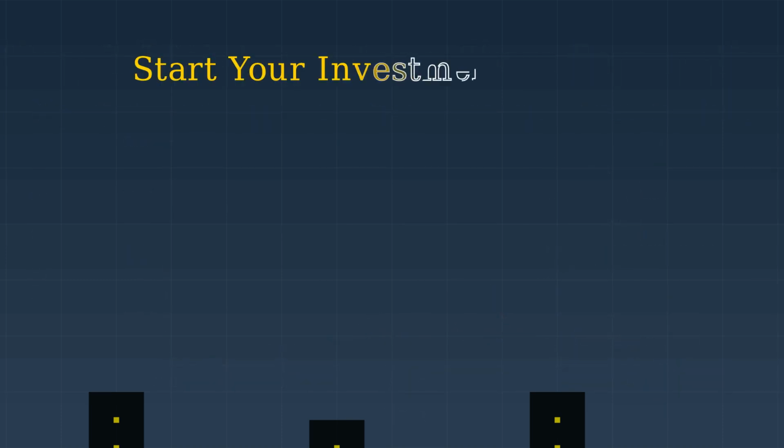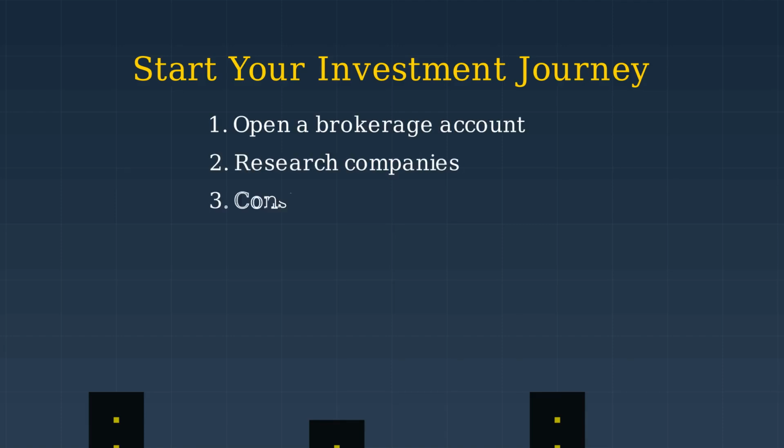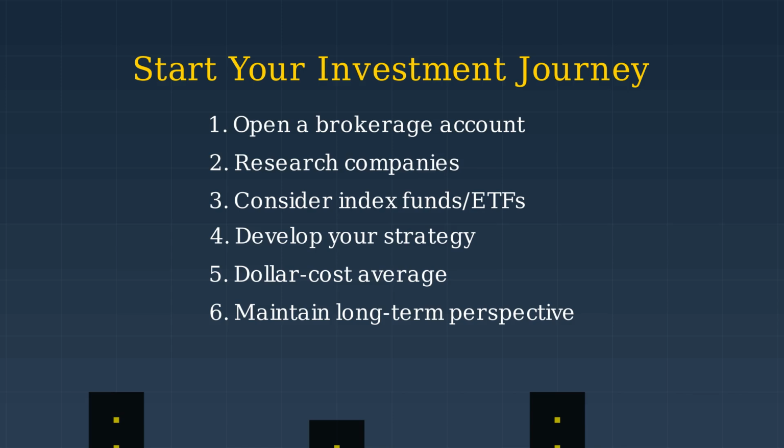Let's summarize the 6 steps to start investing in stocks. Open a brokerage account, research companies thoroughly, consider index funds for diversification, develop a personal strategy, implement dollar cost averaging, and maintain a long-term perspective. By following these steps and staying disciplined, you're well on your way to building a successful investment portfolio. Remember that investing is a journey, not a sprint, and consistent action over time is the key to success.